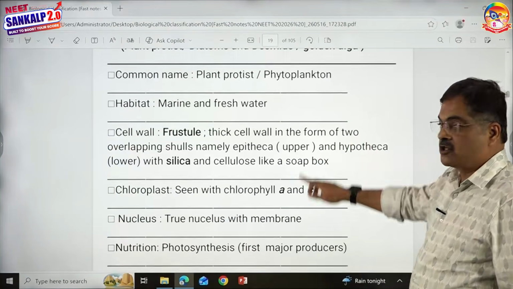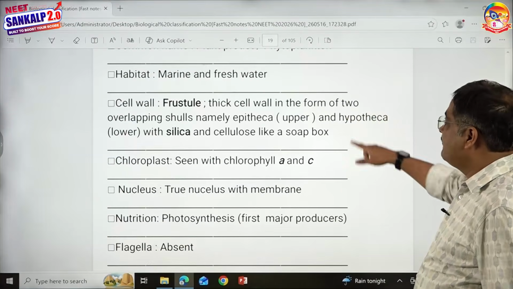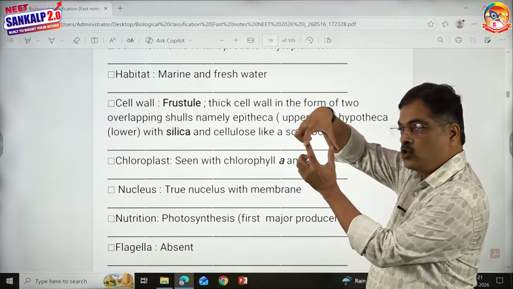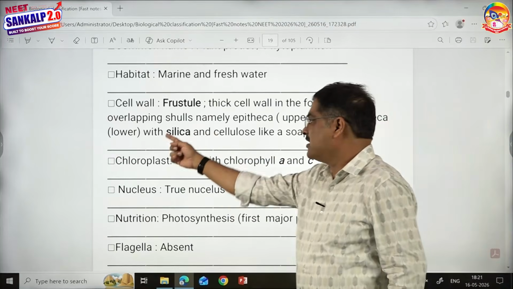Habitat: marine and freshwater. Important. Cell wall: thick cell wall in the form of 2 overlapping shells like a soap box. Epitheca and hypotheca with silica. This point is important.